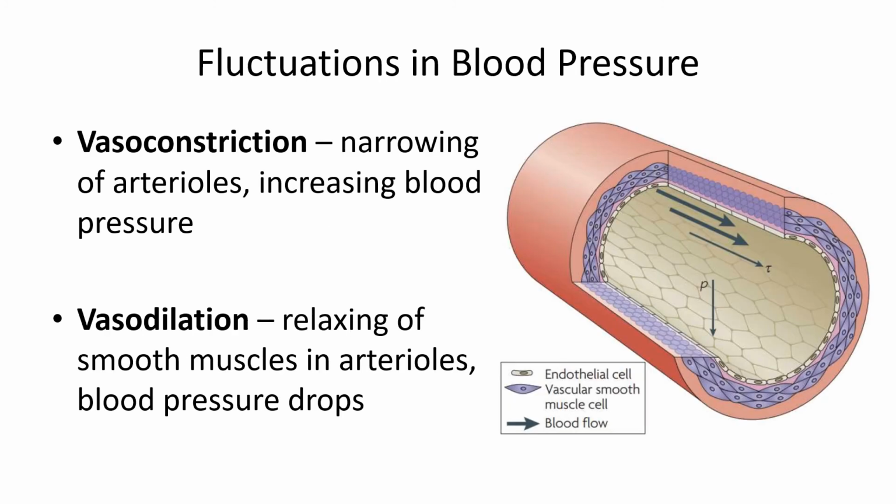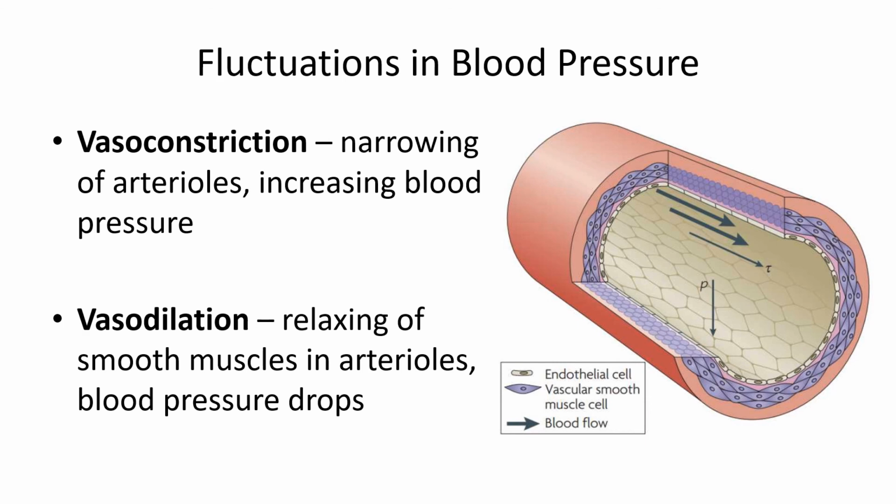Your body can regulate blood pressure rather quickly through vasoconstriction and vasodilation. Vasoconstriction is the narrowing of arterioles, and that's going to increase blood pressure by increasing resistance, and vasodilation is the relaxing of smooth muscle, which is going to increase the diameter of the lumen, and that is going to cause blood pressure to drop as resistance drops. Also, of course, we have the same volume of blood, but now it's in a larger container, and that reduces pressure also.